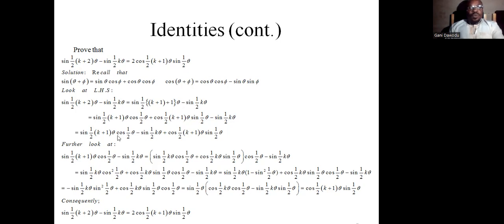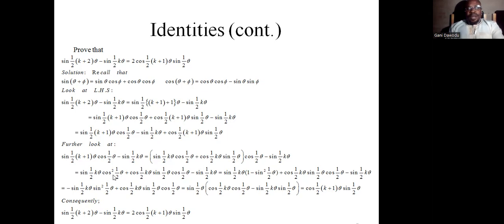Then we'll now further look at this 2. It's what we're doing here. Again, we carry out the sine expansion on this, and it fetches this. Okay, the cos half theta that is there, then minus that. Now, after getting here, I will carry out the expansion, bring in cos half theta. You are going to have cos squared half theta resulting from there.